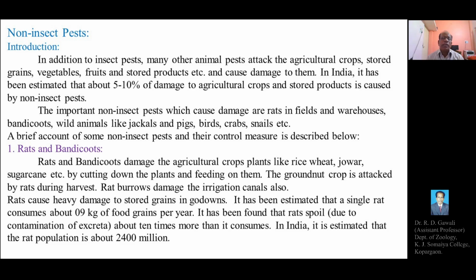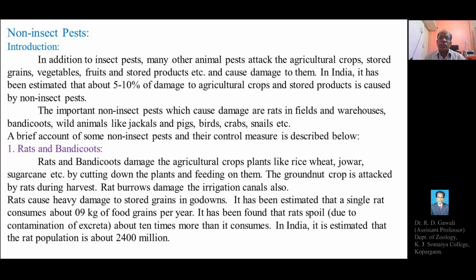Rats and bandicoots damage agricultural crop plants like rice, wheat, jowar, sugarcane, etc. by cutting down the plants and feeding on them. The groundnut crop is also attacked by rats during the harvest. Rat burrows can also damage the irrigation canals. Rats cause heavy damage to the stored grains in the godowns.